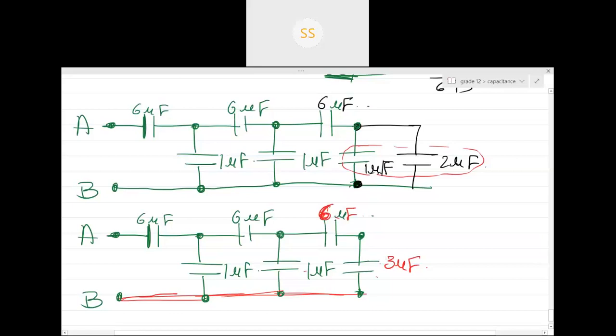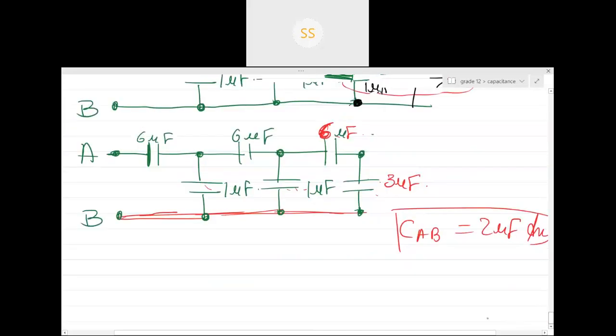2 and 1 in parallel will become 3. Then 3 and 6 in series will become 2. 2 and 1 in parallel will become 3. And 6 and 3, in parallel in series, will become how much? 2, so the final resistance across A and B is 2. Is this clear? Next question.